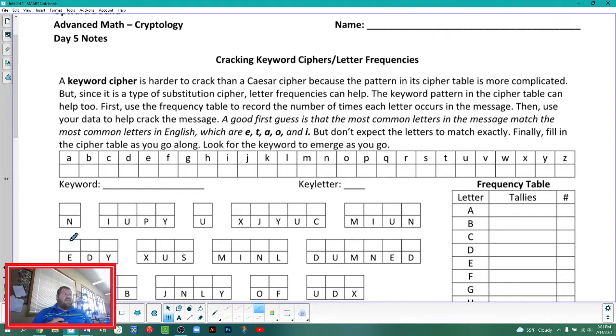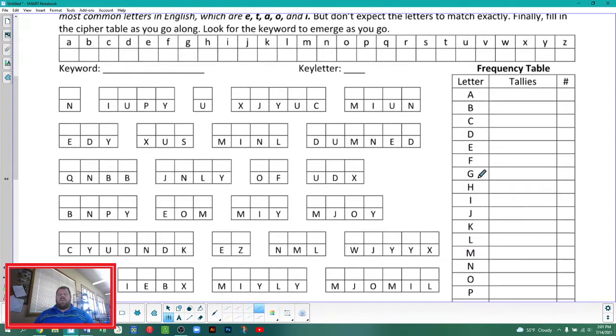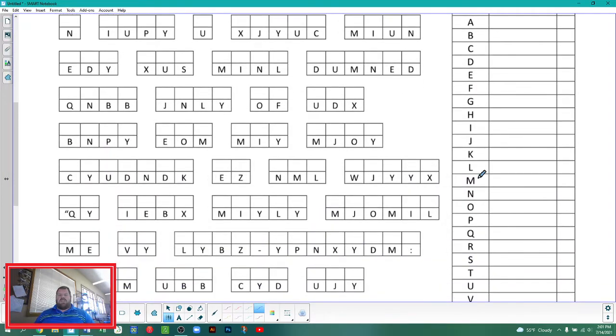Now, for us in using keyword ciphers, it's not so easy because we don't know how long the keyword is. We don't know a whole lot, but there's a lot that we can use. The first thing we're going to start with is checking letter frequencies. What I want you to do is look at your ciphertext here, and there's even more down below it, obviously. I want you to go through and count up the number of N's.